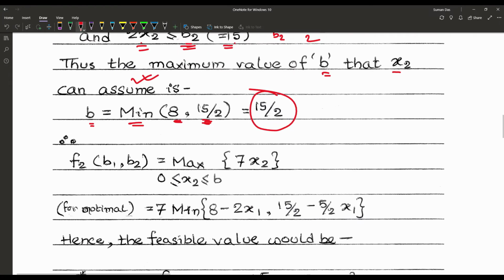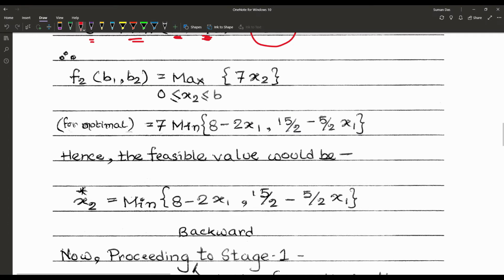So f2(b1, b2) can be written as the maximum over x2 from 0 to b of 7x2. So for optimality we write the constant value 7 outside as a multiplier. So the minimum of x2 is equal to 8 minus 2x1 comma 15 by 2 minus 5 by 2 x1.